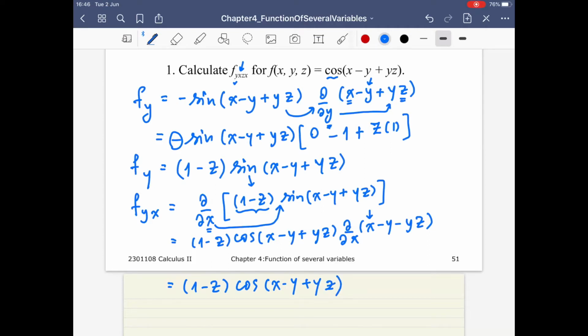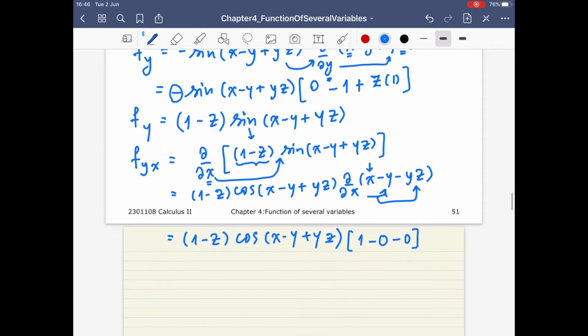Okay, the first one is the derivative of x with respect to x, so you got 1. But the second one is simply a constant because it is a y. And the third one also is a y and z, so it's simply a constant, so you got 0 derivative. So it means that your f sub yx is simply 1 minus z and cosine of this angle, because this one is just a 1.